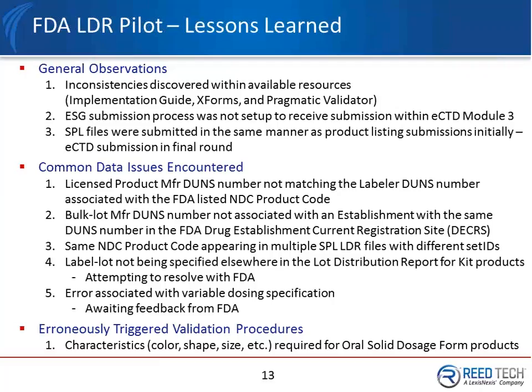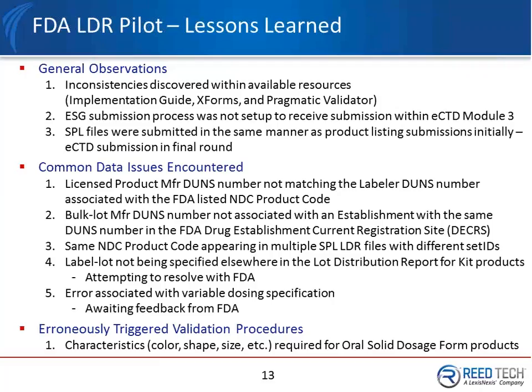So the same is true for lot distribution reporting. Any of these bulk lot manufacturers that you're supplying in the submission are going to be cross-validated against that database. So if your bulk lot manufacturer's establishment registration is not up to date, you will experience issues with your submission. It will fail validation.